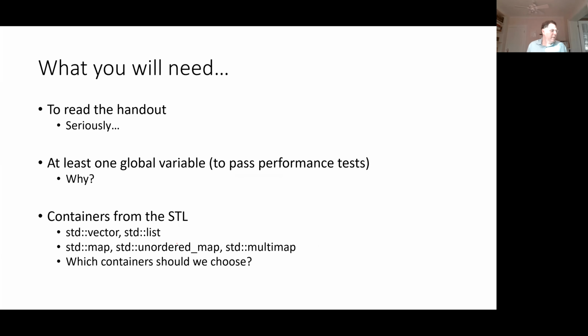What are you going to need to do this milestone? You need to read the handout. We really want you to read the handout, because if you don't, you're not going to understand the specification. It's very hard to make much progress. This is a good habit to get into as well. So don't just go on Piazza and start asking questions like, could you tell me the first thing in the handout? Could you tell me the second thing? Read the handout first, then ask questions if things are unclear. You're going to need at least one global variable in order to pass performance tests, and we're going to show you why as we go through this walkthrough.